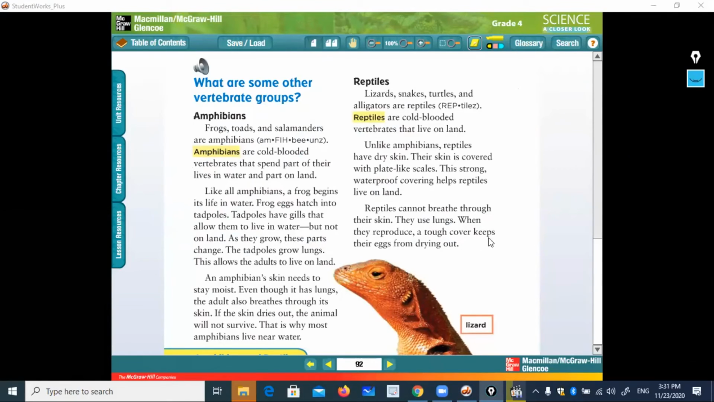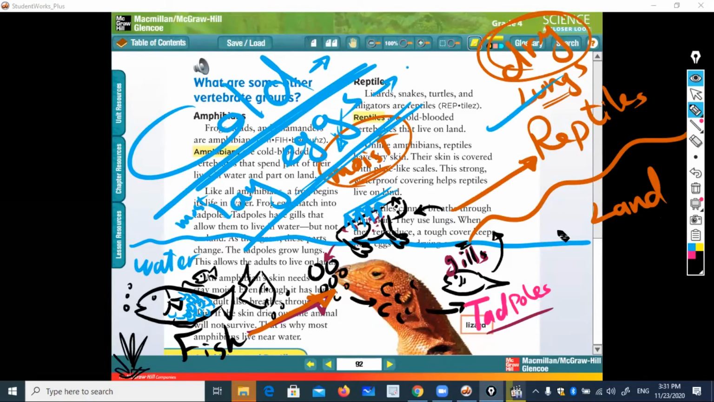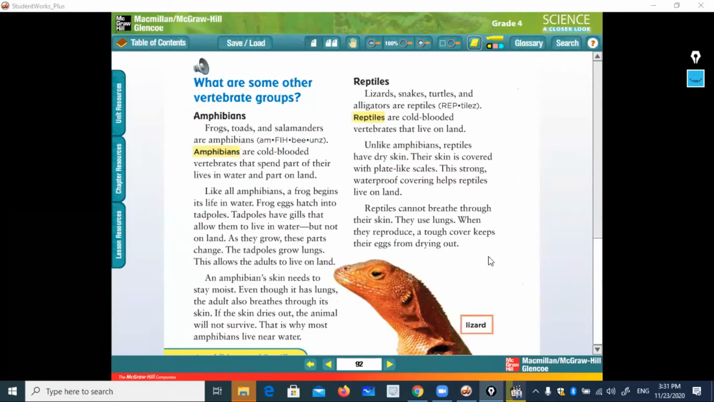Also, they lay eggs, and their eggs are covered by a tough cover. Tough cover means strong cover. When reptiles lay eggs, these eggs become stronger than the eggs of amphibians and fish. They lay eggs on land, not under the water like amphibians, and the eggs are covered by a tough covering, which means a strong covering. It doesn't let the eggs dry out. And of course, examples of reptiles are lizard, snake, turtle, alligator, and like that.